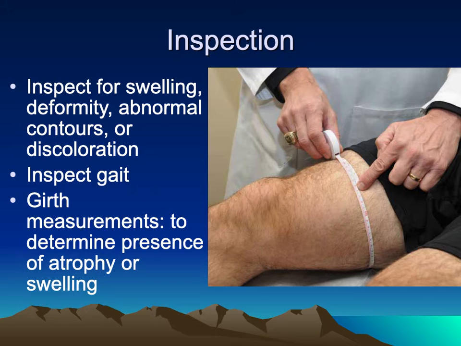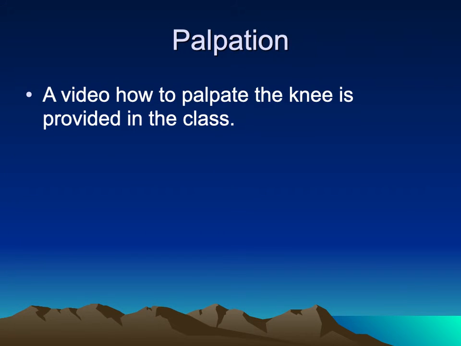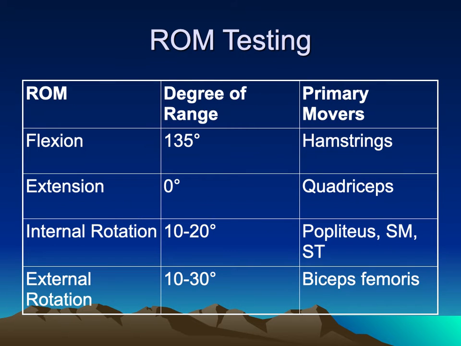So girth measurements are taken on both sides, the good and the bad, and we have various spots. Again, this is for an advanced athletic training class or physical therapy material, but you do measurements like this, compare the good to the bad, and see if there's more swelling, less swelling, muscle atrophy. Palpation, I provide another video on how to palpate the knee. Then we do range of motion testing, both active, passive, and resistive range of motion testing.